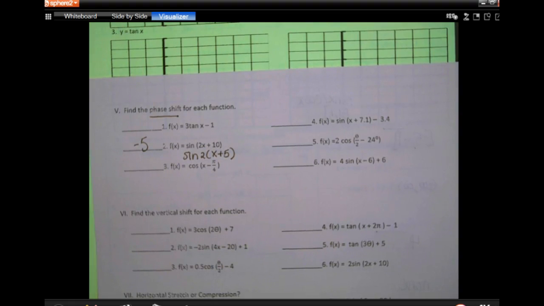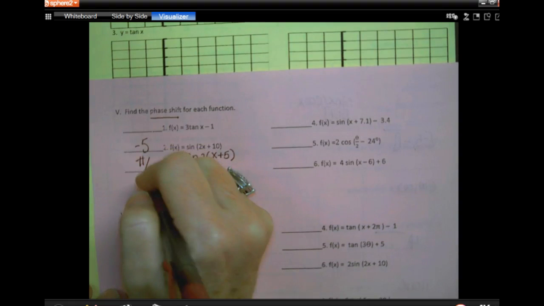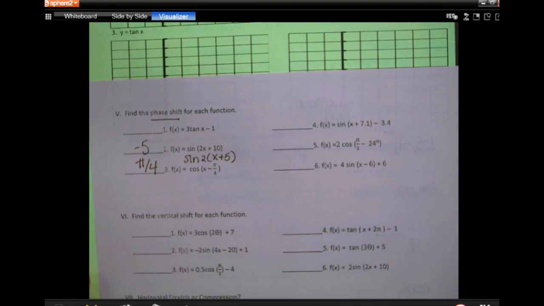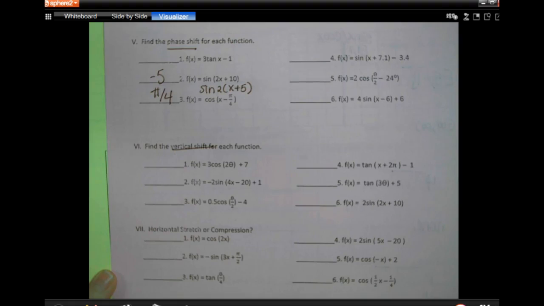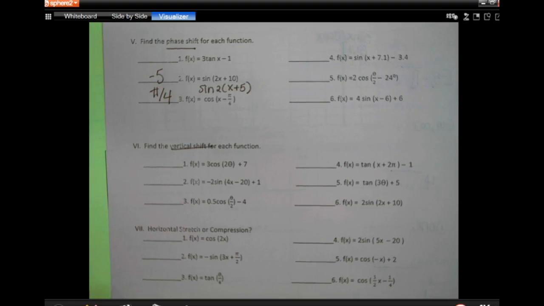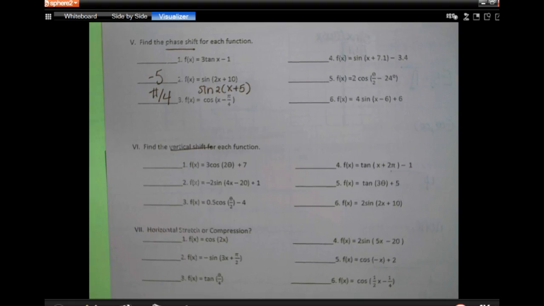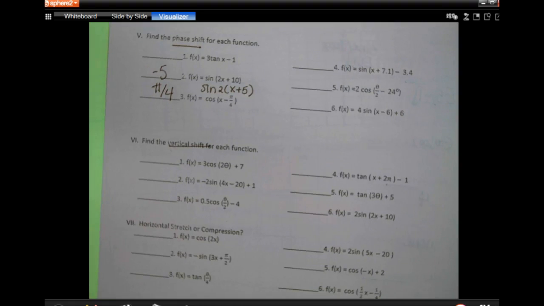So the phase shift on number 3. Positive pi over 4. Okay, the vertical shift. No. You can do 5. I can't do all of the fraction ones for you, then you don't have anything to practice. Vertical shift. Vertical is up and down. So what's the vertical shift on number 1?